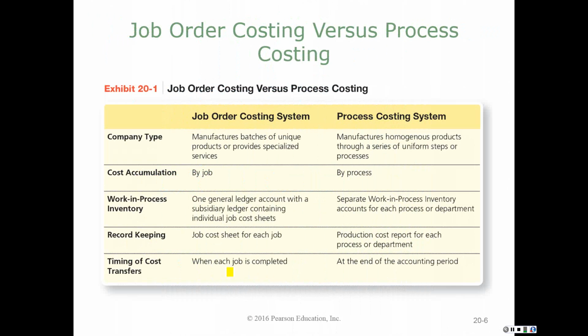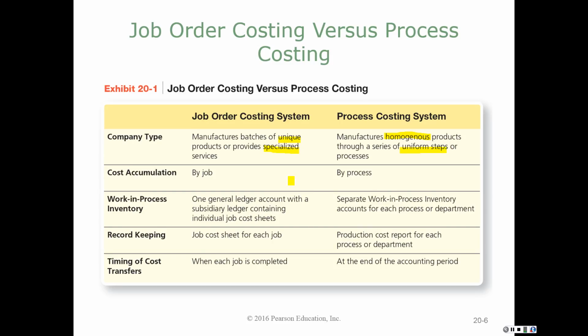And so in this situation, we have multiple processes, for example, that are taking place in the manufacturing process. So if we look at the difference, for example, in the job order costing versus the process costing, once again, job order, we're manufacturing unique or specialized products or services. In the process costing, homogeneous products. This means they are the same or identical, and we're using uniform steps or processes to manufacture these products.